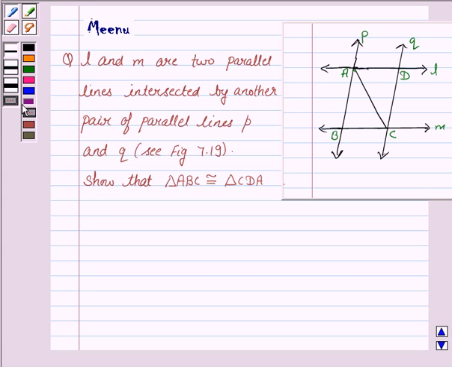So let us first understand the basic approach to solve it. We'll be using ASA congruence criteria. So this approach is the key idea.